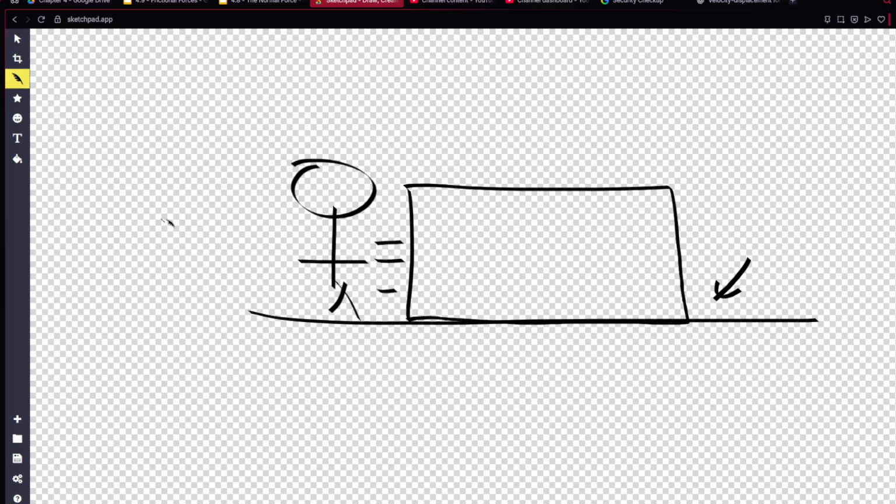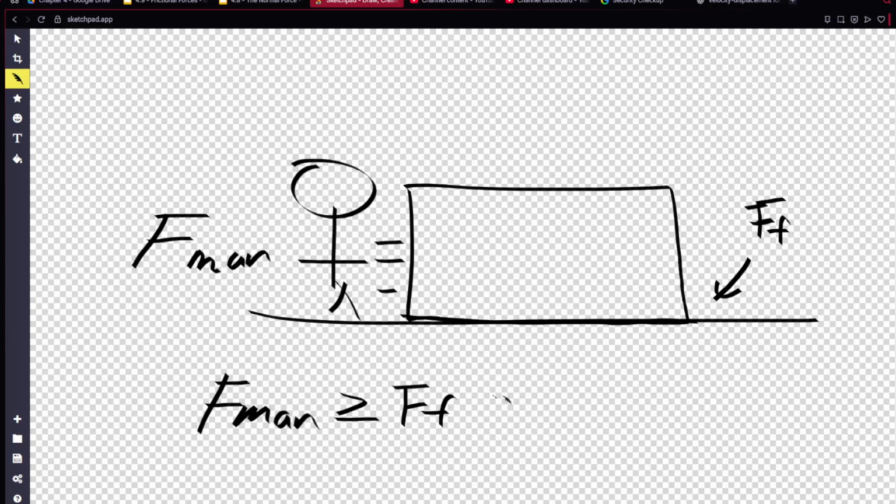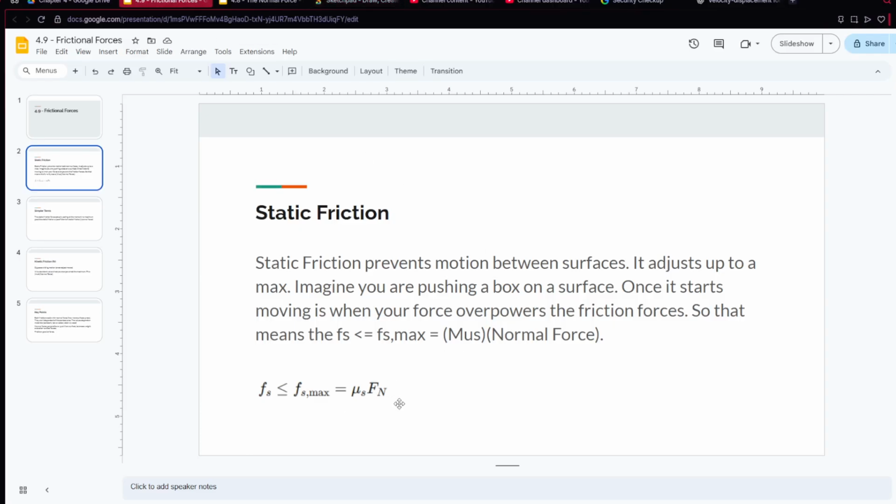So let's say this guy's pushing with a force, we'll say force man. So this man is exerting a force here, but the friction force is exerting a force back. We'll say force F for force friction, or FF. Until the man can overpower the full force of the friction, it will keep applying. But once you overpower that friction force, that's when we get to kinetic friction.